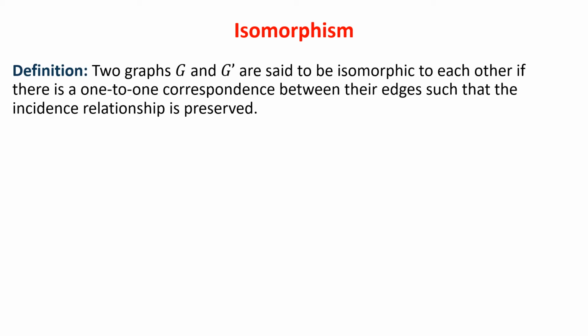Isomorphism definition. Two graphs G and G dash are said to be isomorphic to each other if there is a 1-1 correspondence between their edges such that incident relationship is preserved.